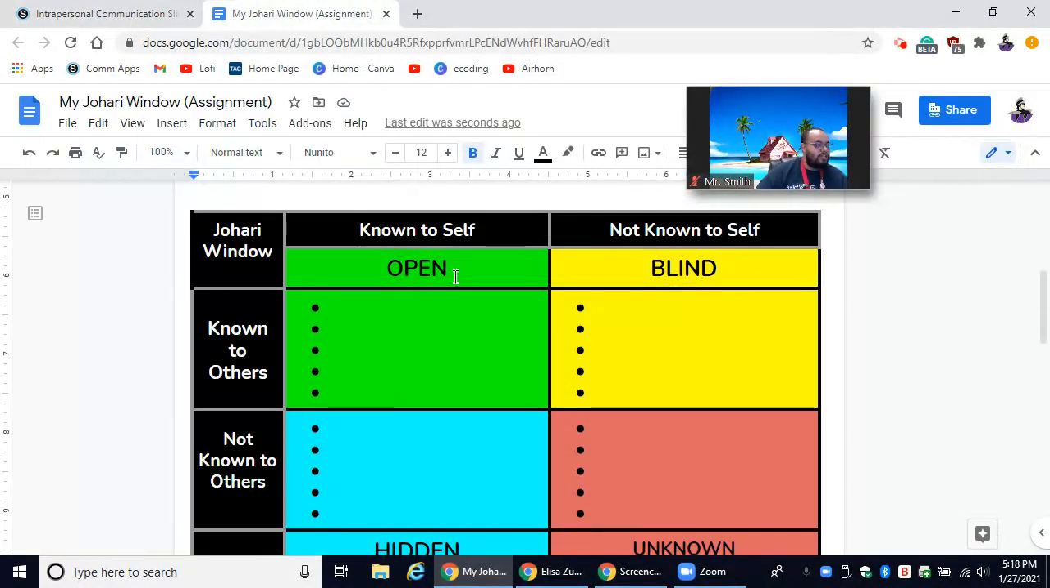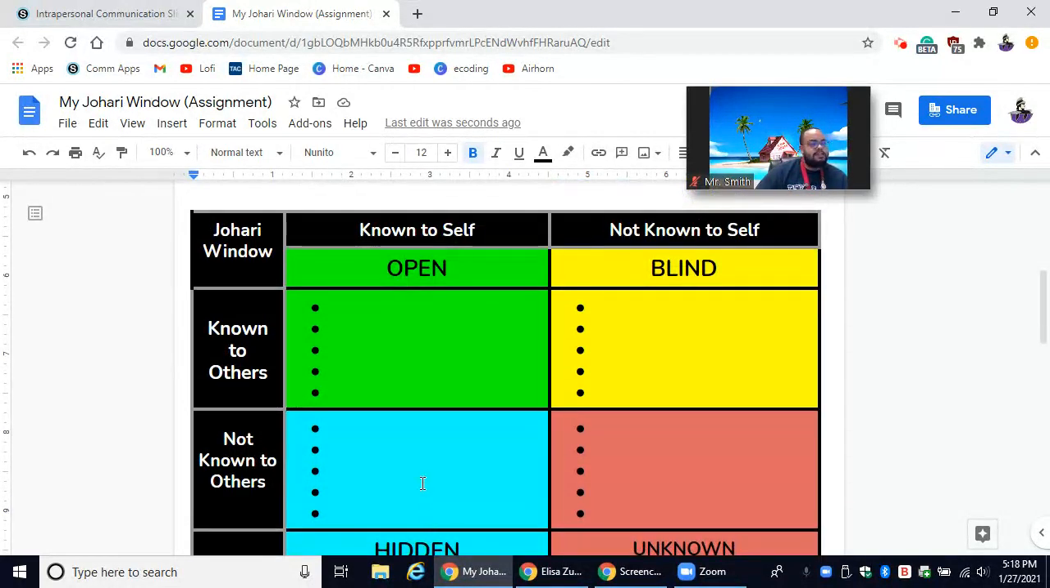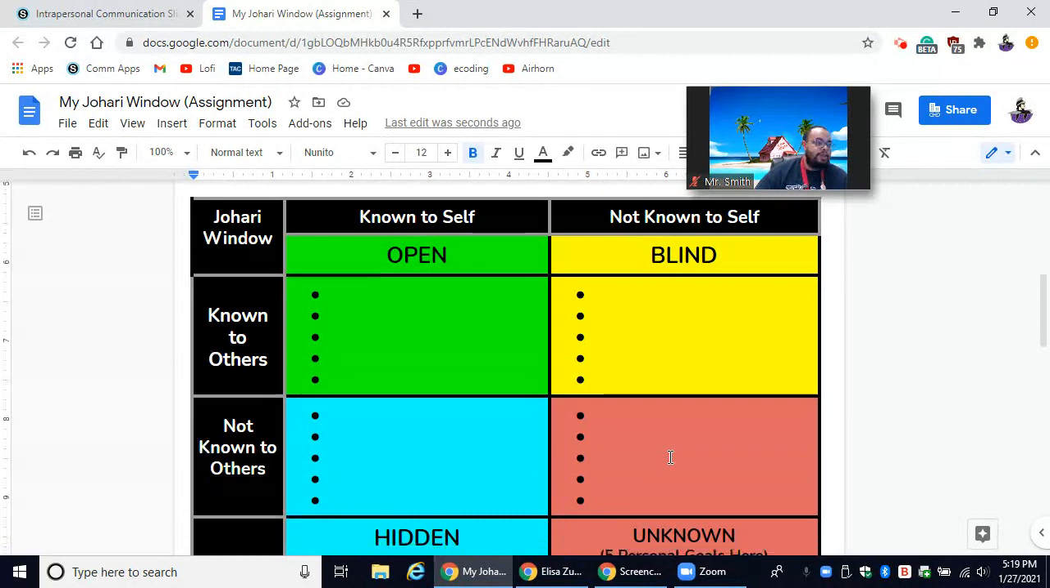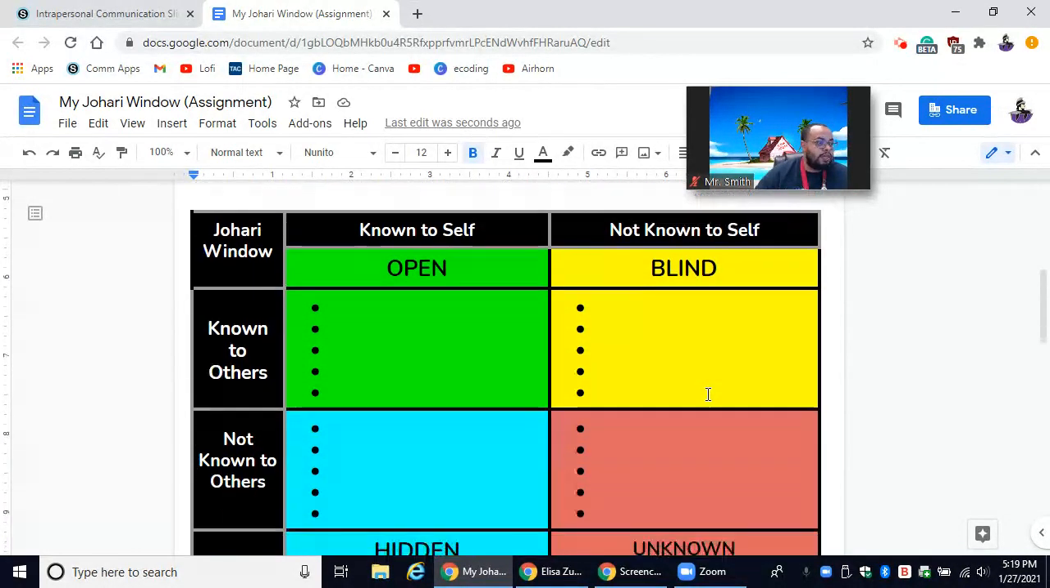So, we have the open section, that's things that are known to yourself and known to others. We have the blind section, which is things that are not known to self but known to others. So, notice how it kind of follows the X and Y axis. The blue section is hidden. This is stuff that is known to us but not known to others. And then remember, for the unknown section, we don't know what we don't know about ourselves. So instead, we're going to put five, how many? Five different goals for ourselves. So this one is right here for you.